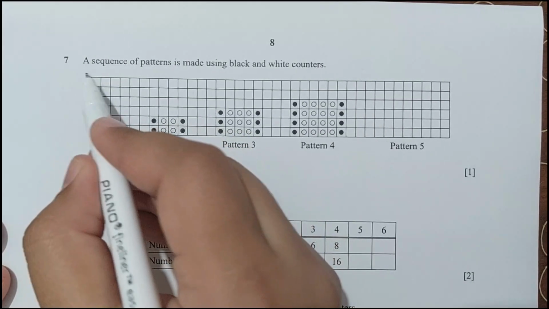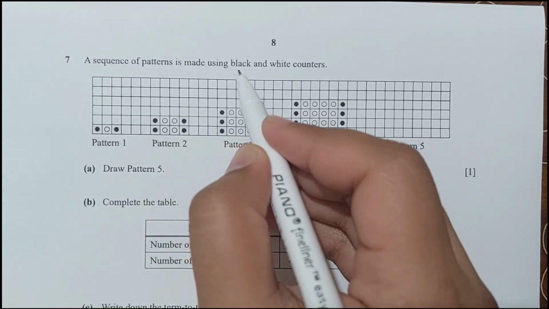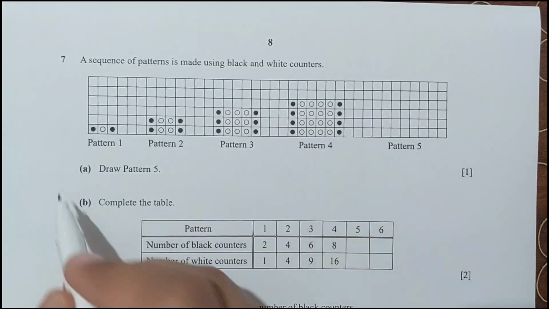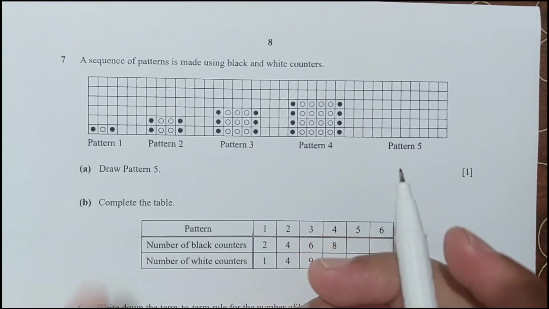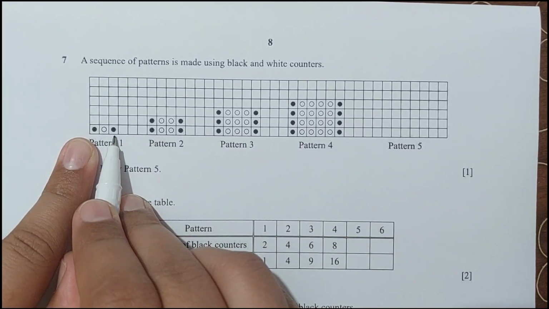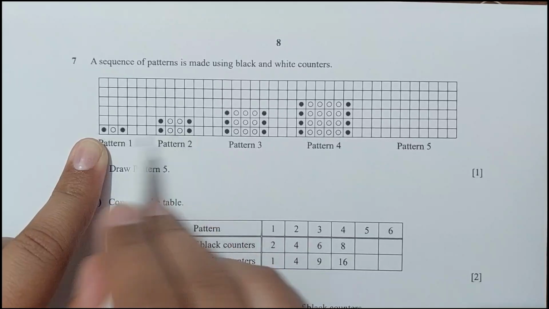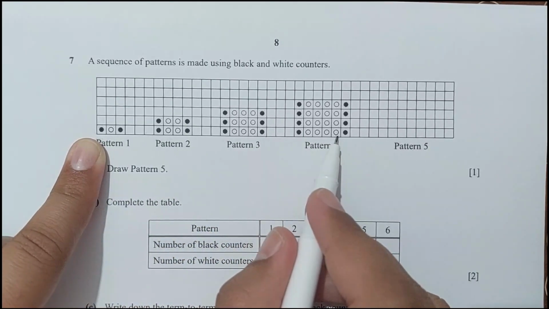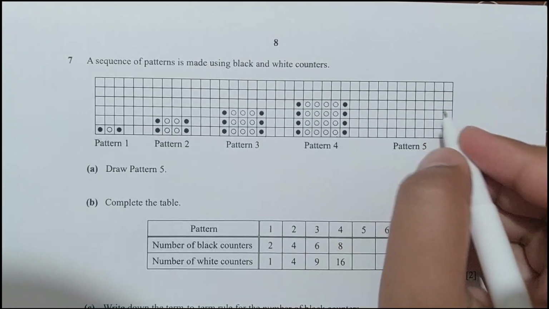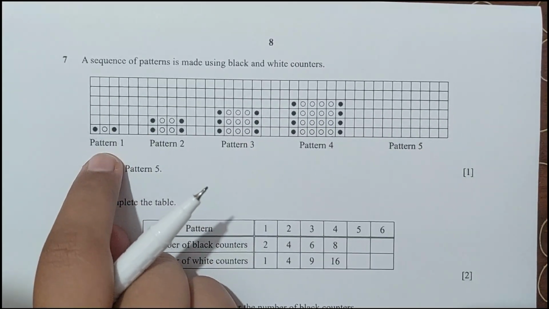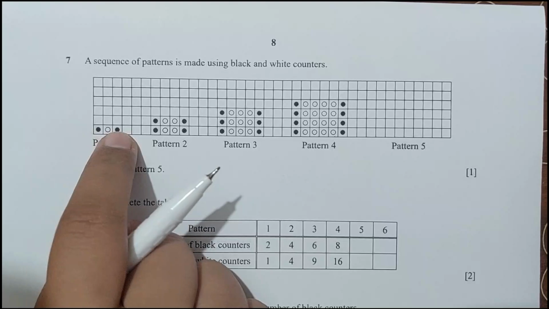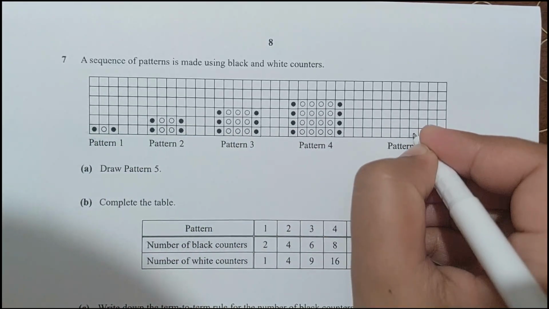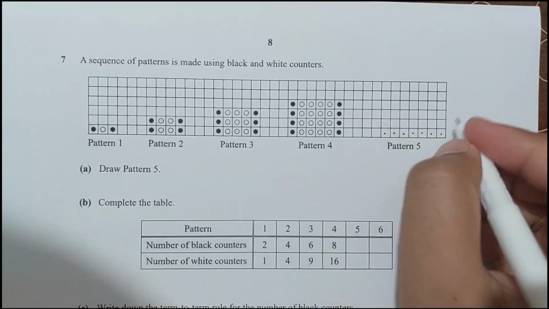Question number 7. A sequence of patterns is made using black and white counters: pattern 1, 2, 3, 4, and 5. Draw pattern 5 for part A. There are two black counters, and then there are 3 rows, then 4 rows, 5 rows, 6 rows, and now it becomes 7 rows.